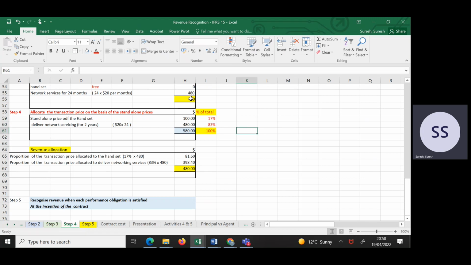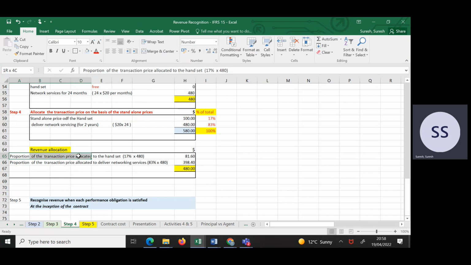Now I have the transaction price, and I also have the proportion percentage of the standalone prices, and this transaction price needs to be split based on this proportion. That's what the standard IFRS 15 wants me to do. Now I'm going to do the revenue allocation. This is not revenue recognition. This is revenue allocation. I know this is the revenue, and I'm going to allocate it.